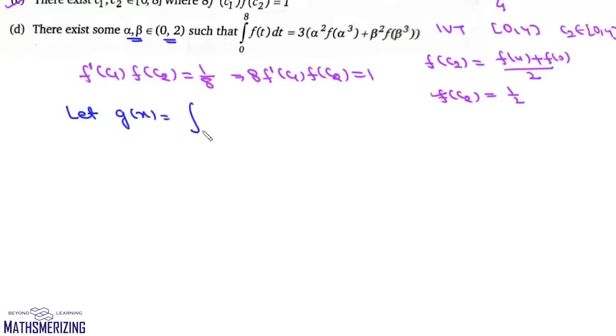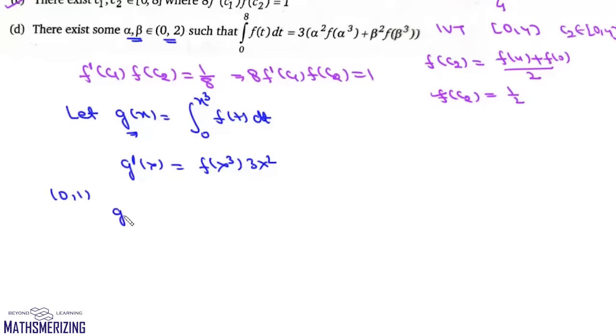Now here what we'll do is we'll assume a function g x, which is this integral from 0 to x cube f t dt. Now if we find g dash x, it will be f x cube into 3x square. Now we'll use Lagrange's mean value theorem on this function g x. First in the interval 0 to 1, we can write there exists a point alpha such that g dash alpha is equal to g1 minus g0 upon 1 minus 0, where alpha lies in the interval 0 comma 1.